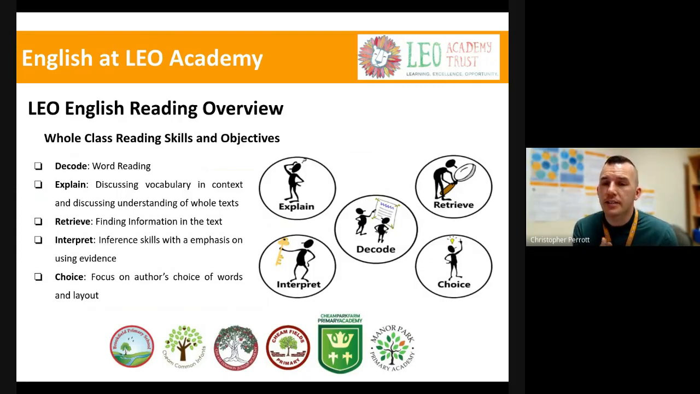We start by looking at pictures, just like they do in Key Stage 1, before transferring it into the abstract, which is the text. Being able to retrieve, which is finding information, interpret based on evidence, and then considering why the author may have chosen to do something. Now, these 5 skills you may have seen through our symbols, but these are the 5 skills of reading, the 5 core skills that we teach.